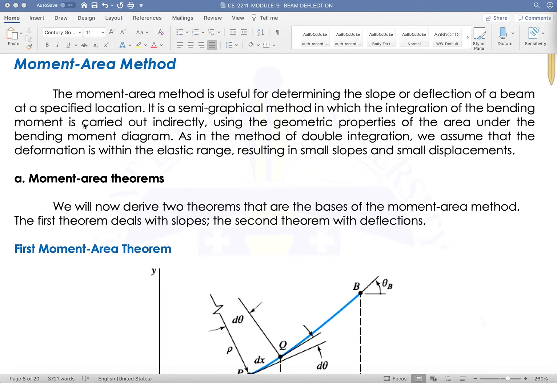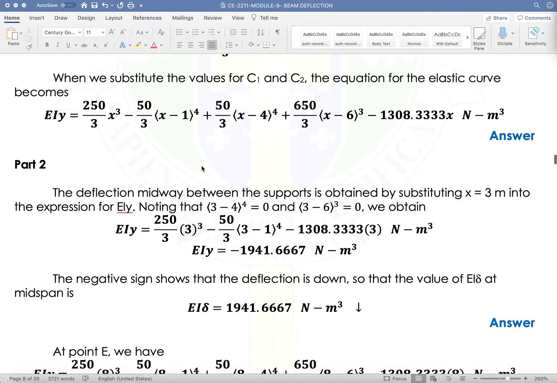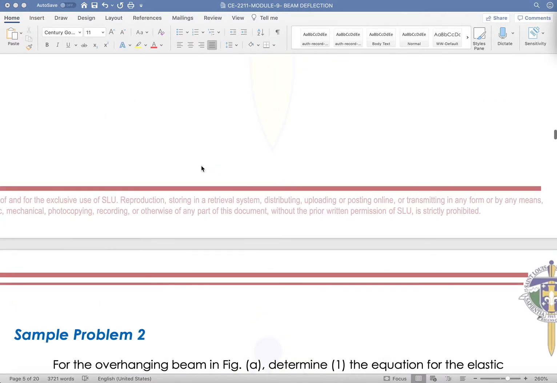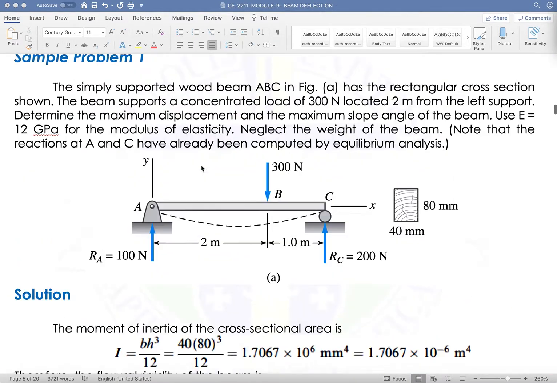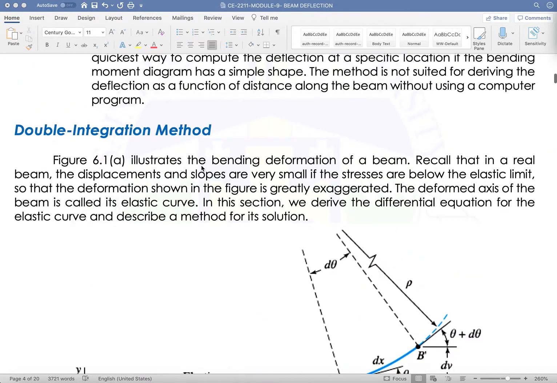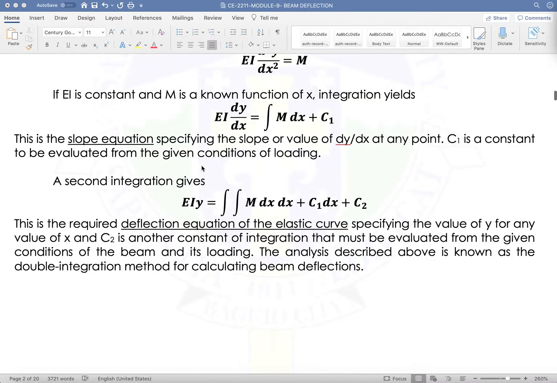A while ago we discussed the double integration method. So this is the double integration method. In this video, we're going to discuss the moment area method.